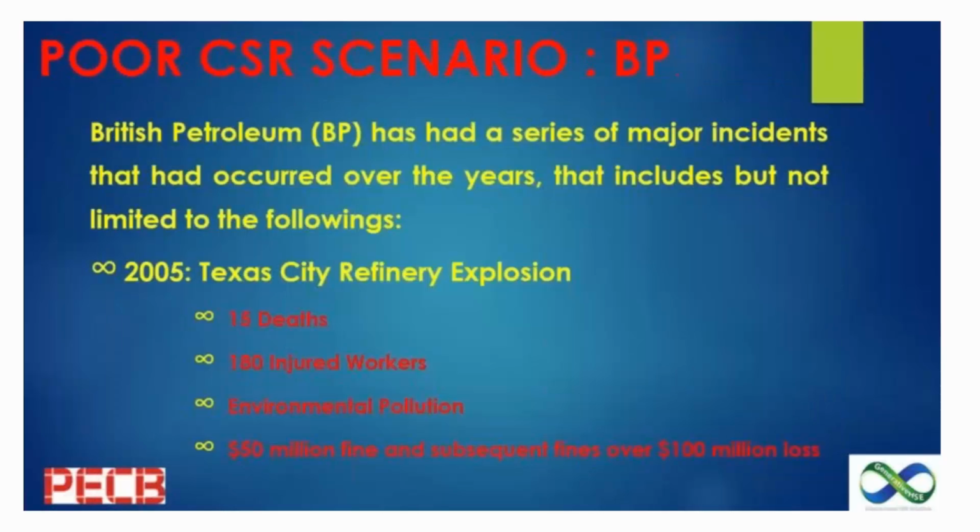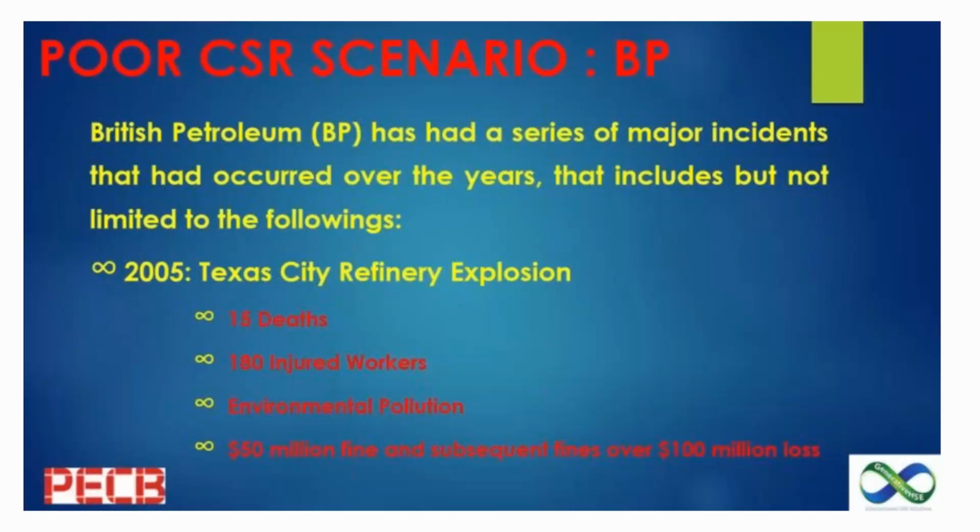So now let's look at a poor CSR scenario, the case of BP, British Petroleum. We know that history has it that British Petroleum has had a series of major incidents that occurred over the years. That includes, but is not limited to, the following. So we will be reviewing some of the incidents.